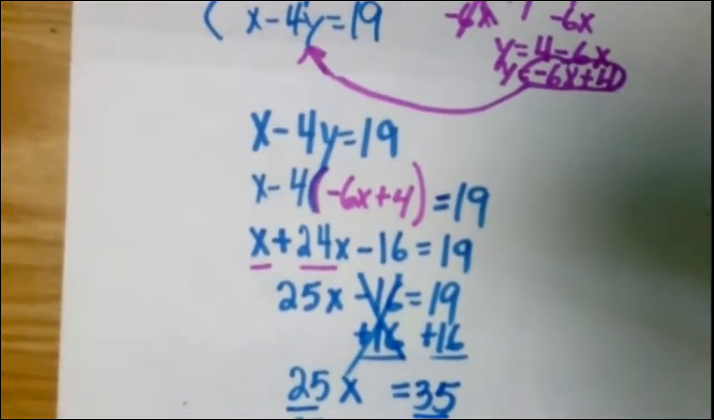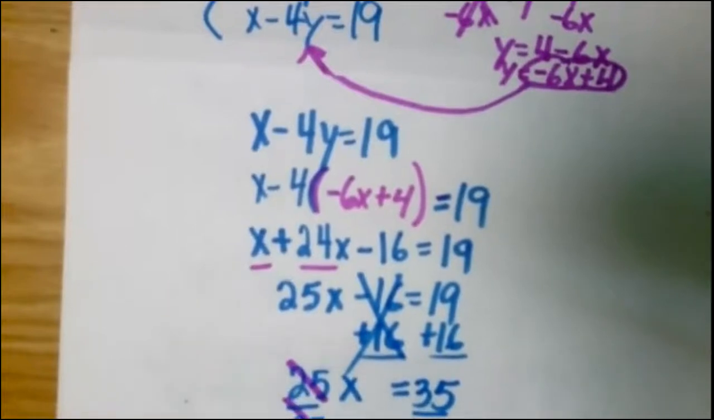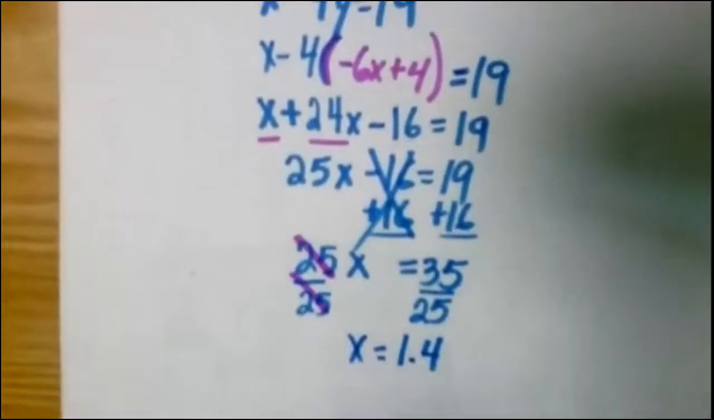If I do that, and take my calculator, if you would rather use long division, you can go ahead and do that if you need practice. 35 divided by 25 is going to be 1.4. So x is equal to 1.4. There, x is equal to 1.4.